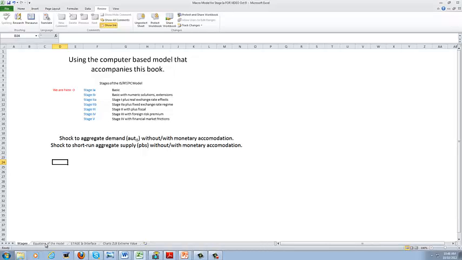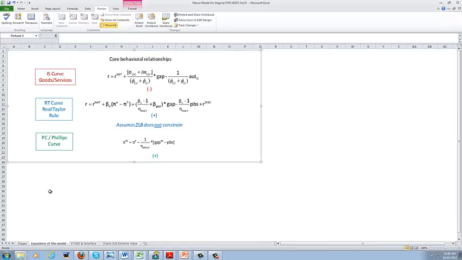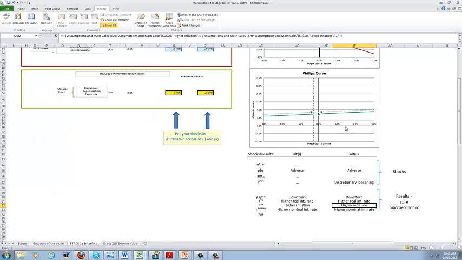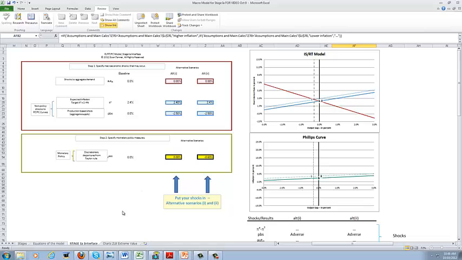Now, let's look at this next sheet. It's called Equations of the Model. This is our cheat sheet. We're going to have to go back to it occasionally to sort of envisage how the shocks will affect the different curves in the graphical representation of the model. So now we're going to go to the main sheet, and this is called Stage 1A Interface.